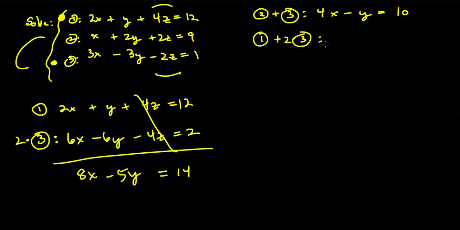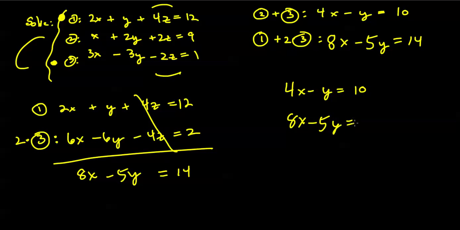Alright, so I've worked it out for you in a little more detail, and I'll write that down as my second equation here with z eliminated. The result is a 2 by 2 system that hopefully I can solve as in section 3.2. Let me rewrite that 2 by 2 system: 4x minus y equals 10, 8x minus 5y equals 14.